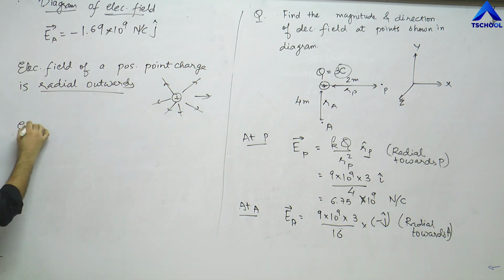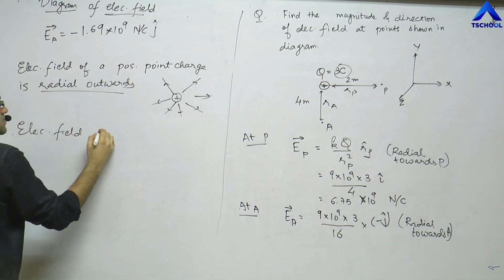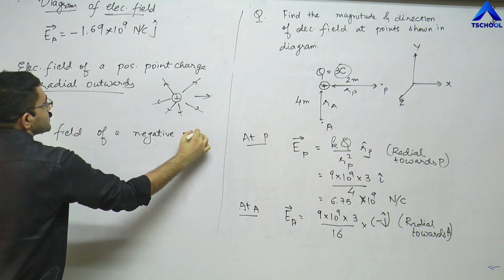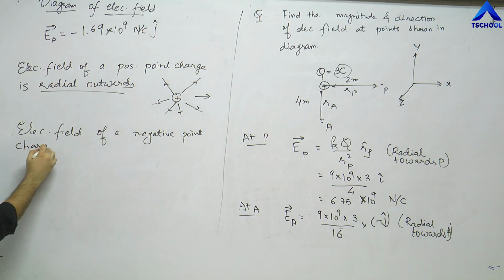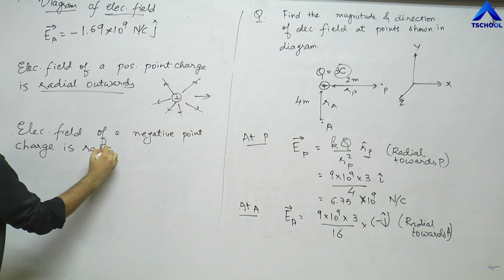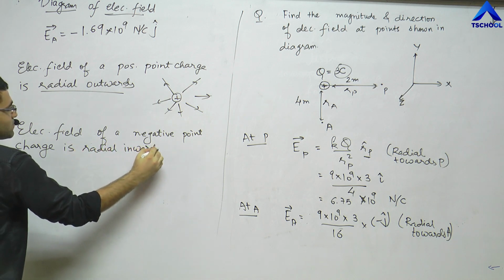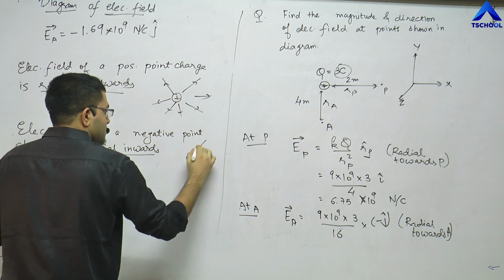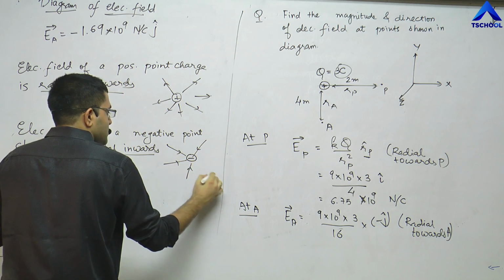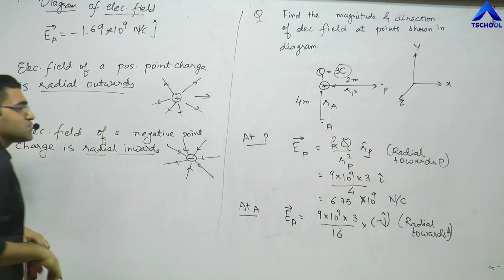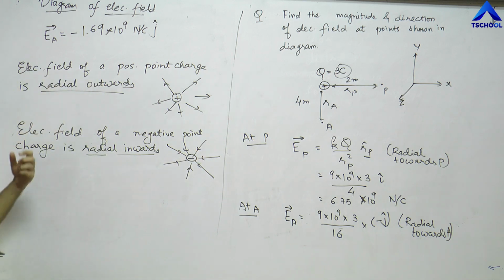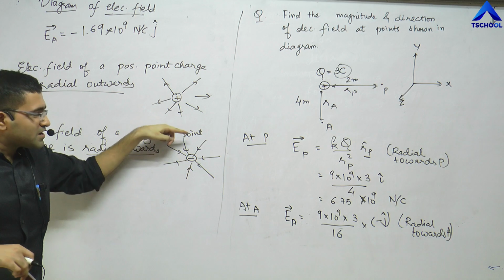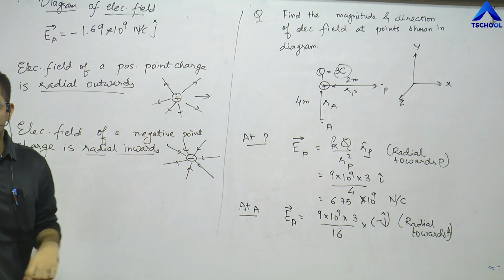But the electric field of a negative point charge is radial inwards. Both of them are radial, that is, along the radius. So remember these. Obviously, I've drawn something called electric field lines over here, but I'm sure you can relate it very easily with the diagram that I've drawn.